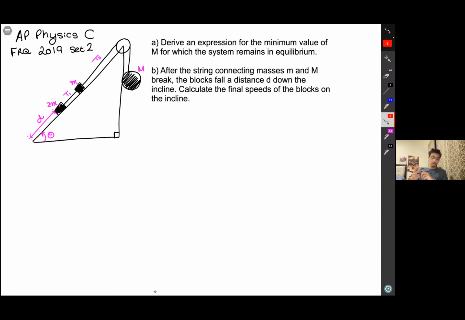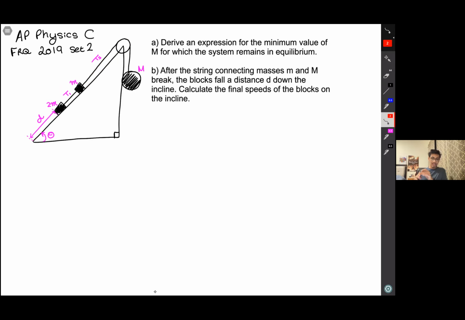All right, and the second part is after the string connecting the masses M and big M, so this string over here that I've highlighted in red, after it breaks, the blocks follow the distance d down the incline as seen over here. So I want you to calculate the final speeds of the block on the incline, so these two.